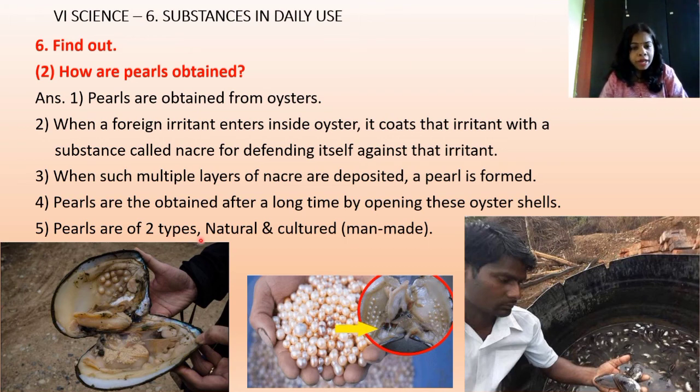Pearls are of two types, natural and cultured. Naturally, if the irritant is entering inside the oyster, it will form natural pearls. But in case of cultured or man-made pearls, we are putting that irritant inside the oyster to produce shells. See, this is a culturing plant for the oysters.